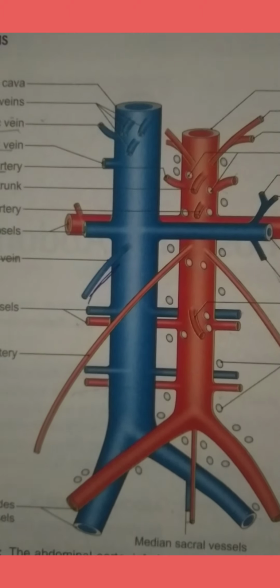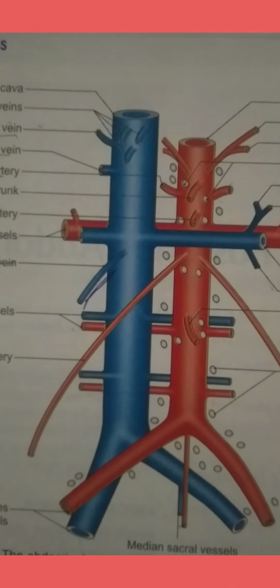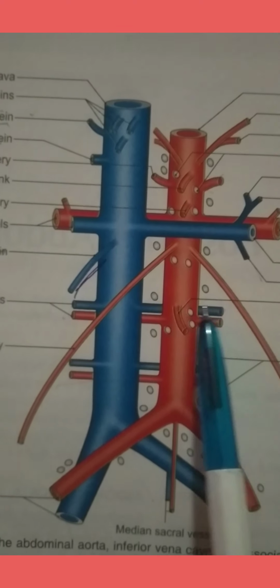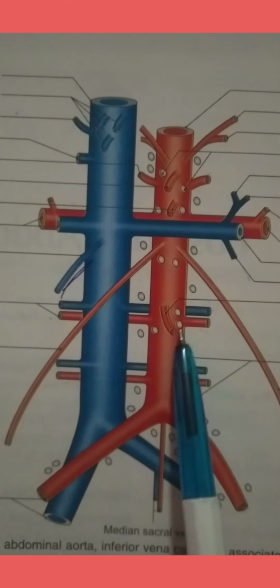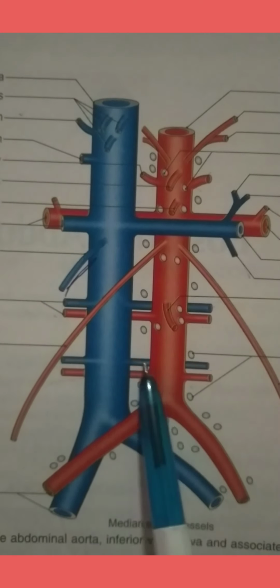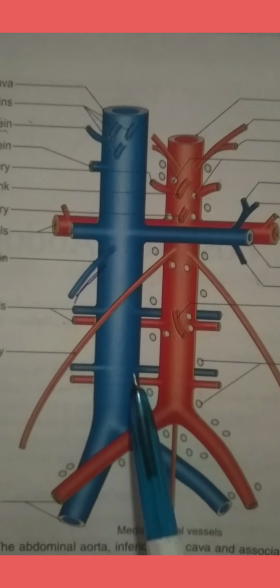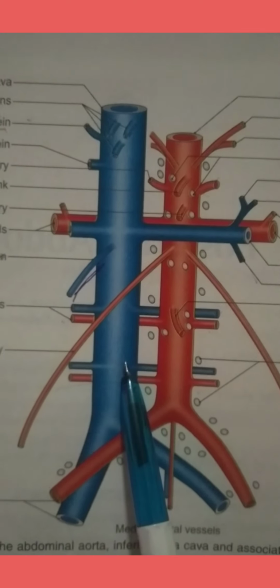These lumbar veins run on the corresponding sides and open into the posterior aspect of the inferior vena cava. These are opening posteriorly into the IVC. The veins of the left side, third lumbar and fourth lumbar, cross behind the aorta to reach the IVC.